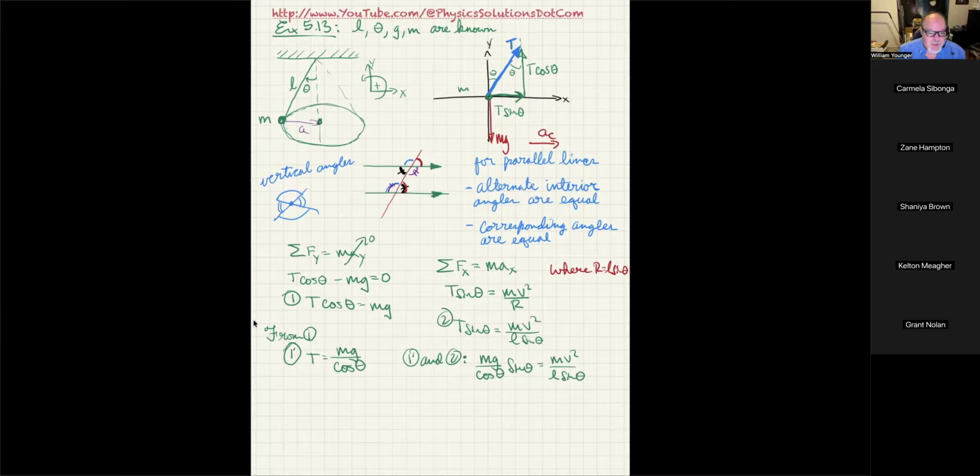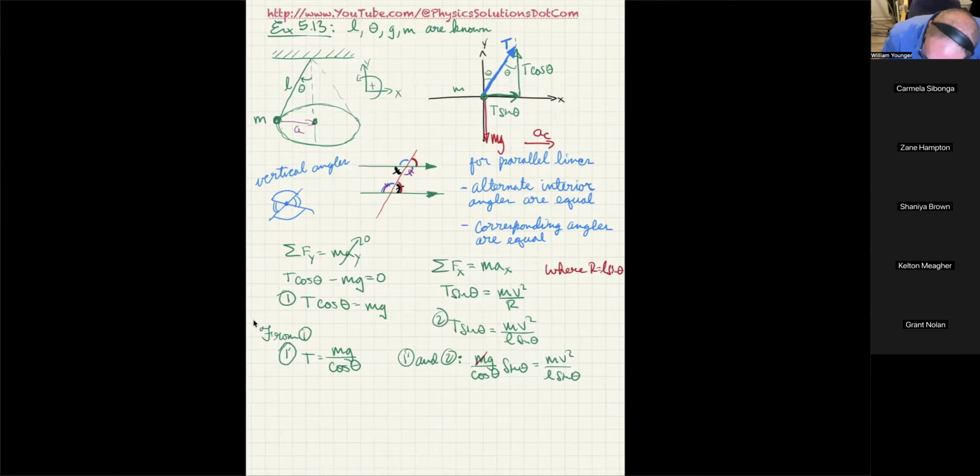Part B says calculate the speed and the period of the ball. So now we can go about calculating the actual speed by solving for v. You can see already that the mass on the two sides is going to cancel out. And from this, we can get v.